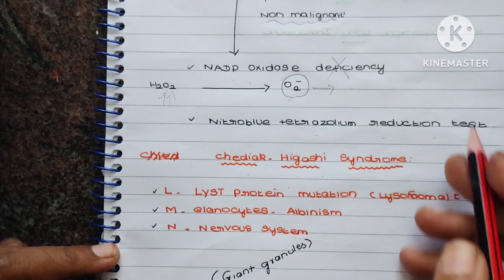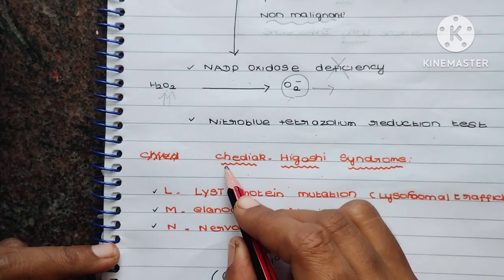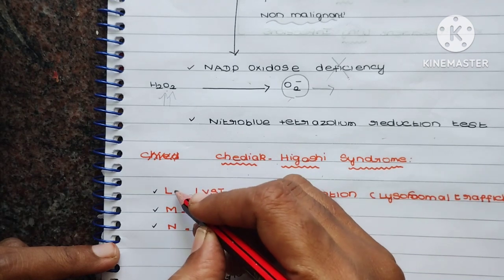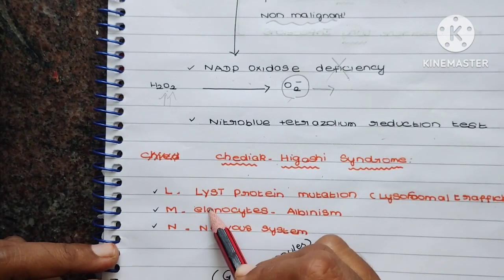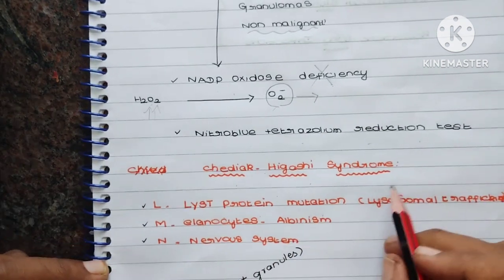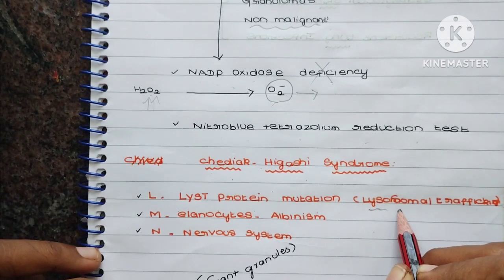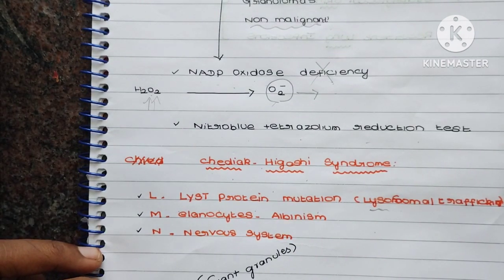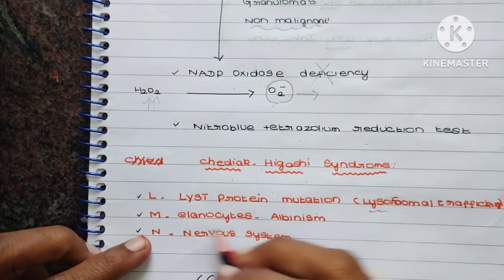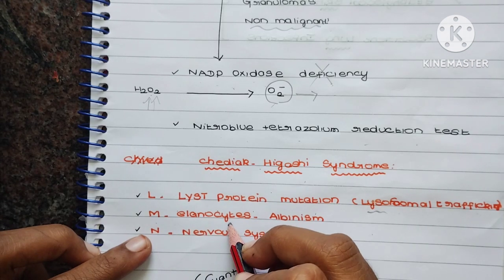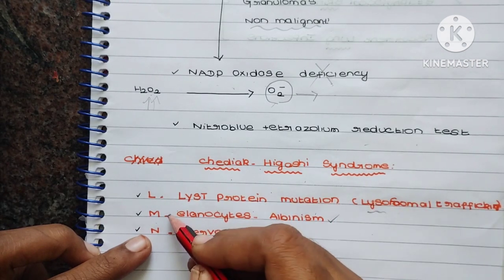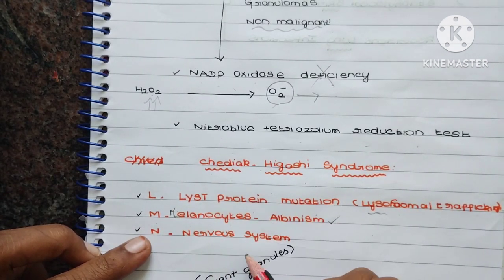Chediak-Higashi syndrome. If they are asking CHS, just remember LMN. Okay, L for LYST protein mutation. So here there will be a defect in lysosomal trafficking. Okay, so next there will be absent melanocytes. Because of that, there will be albinism, and then there will be CNS manifestations.